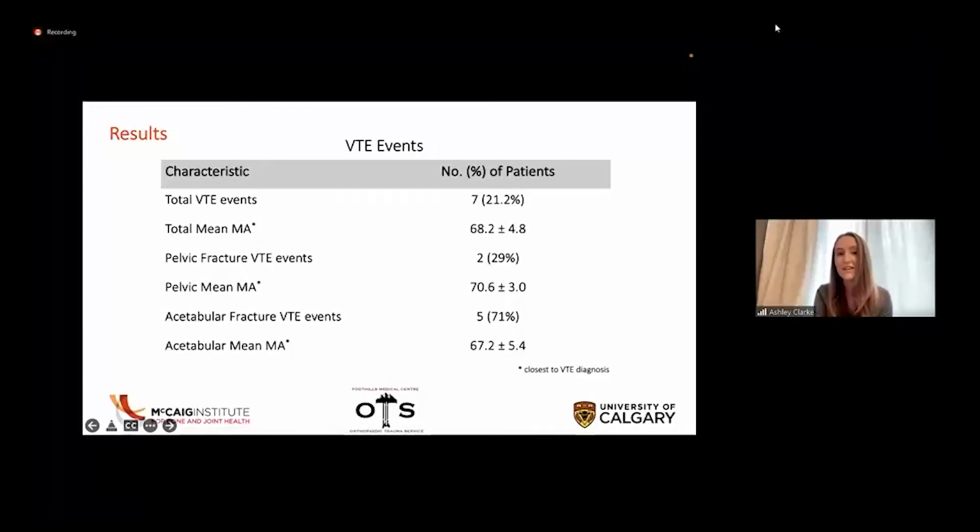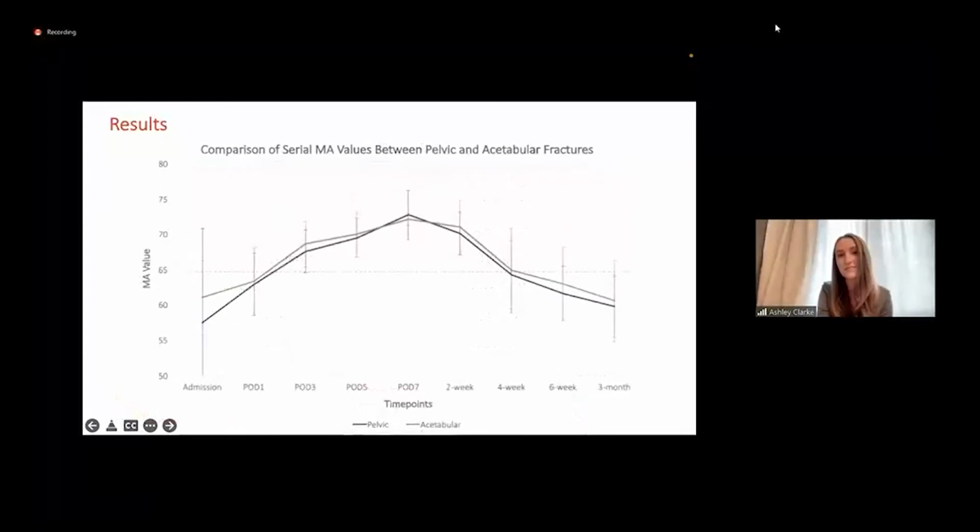Here I've outlined the patients who did have a VTE event. In this cohort, we had a total of 7 patients, so that's a 21% event rate. We had a mean MA value of 68.2, plus or minus 4.8, at the time closest to their VTE diagnosis. 2 of the 7 patients who had VTE events, or 29%, had pelvic fractures, and 5 of the 7, or 71%, had acetabular fractures.